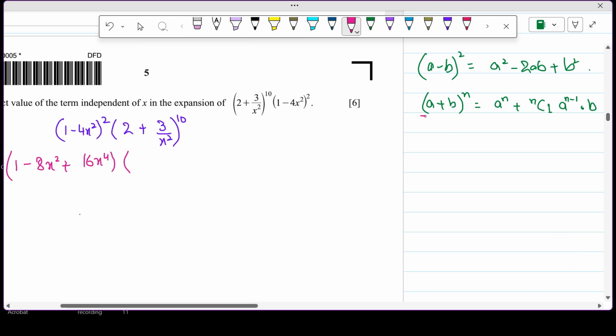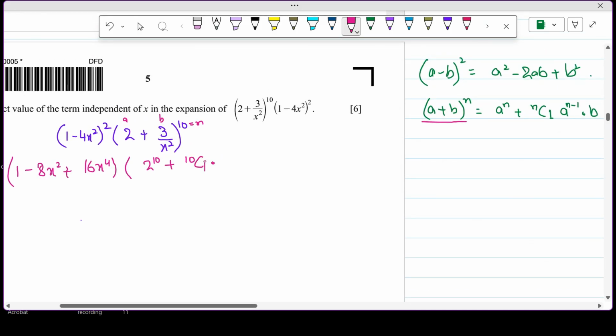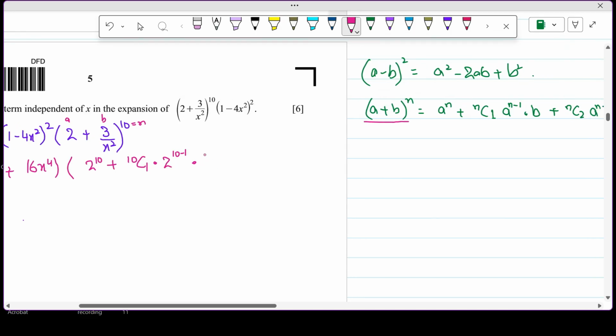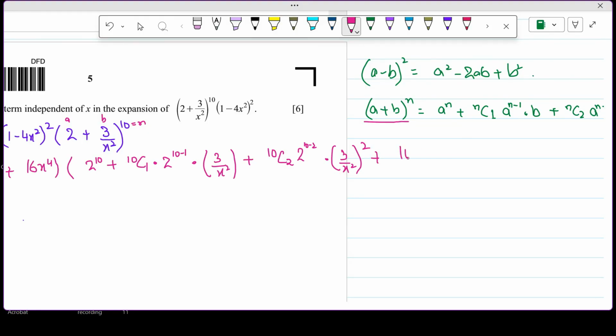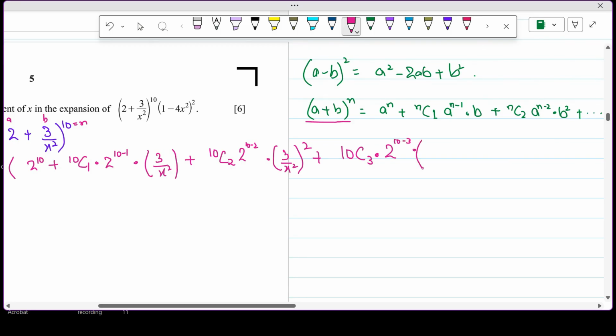In the second expansion, we will apply the (a + b)^n formula. In this case, this one is a and this one is b, and 10 is n. a^n is 2^10, plus 10C1 times a^(10−1), which is 2^9, times b, which is 3/x², plus 10C2 times 2^(10−2) times (3/x²)², plus 10C3 times 2^(10−3) times (3/x²)³, and it goes up to (3/x²)^10, and then the bracket closes.